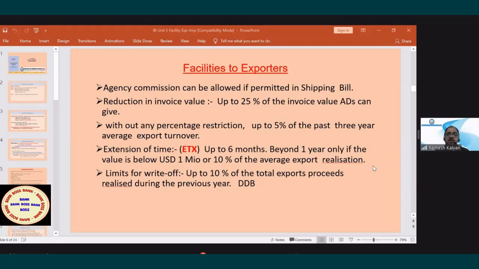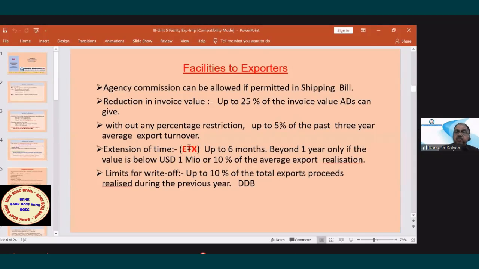Suppose the party says, sir, definitely give some time, we will definitely receive the proceeds. So we can give an extension for 6 months. That is, up to 1 year we can give without referring to RBI. And the important thing is we have EDPMS, Export Data Processing and Monitoring System. There we have to report to the Reserve Bank of India when we are giving extension of time.